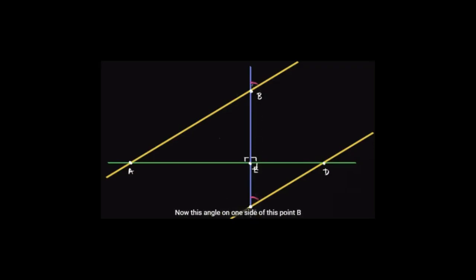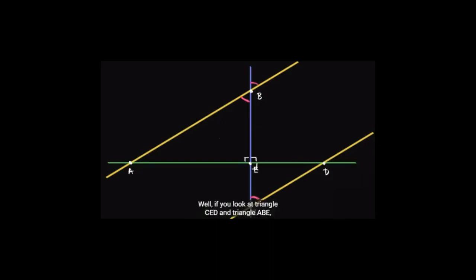Now this angle on one side of this point B is going to also be congruent to that because they are vertical angles, and we've seen that multiple times before. And so we know that this angle, angle ABE, is congruent to angle ECD. Sometimes this is called alternate interior angles of a transversal and parallel lines.